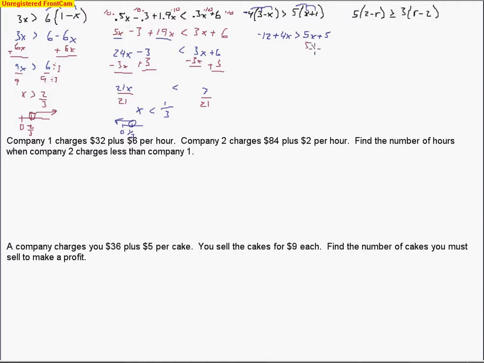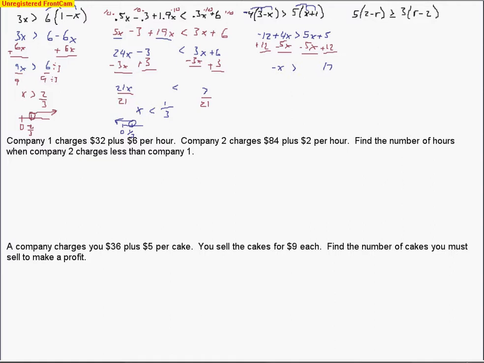So I'm going to go ahead and subtract that 5x from both sides. It goes right underneath this term here. And then we'll also go ahead and move the 12 over as well. So I'll add the 12 to both sides. And here's what we have now. We've got just -x is greater than 17.